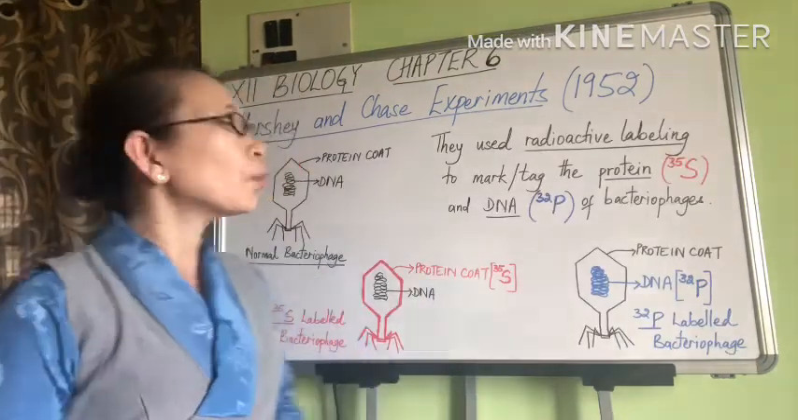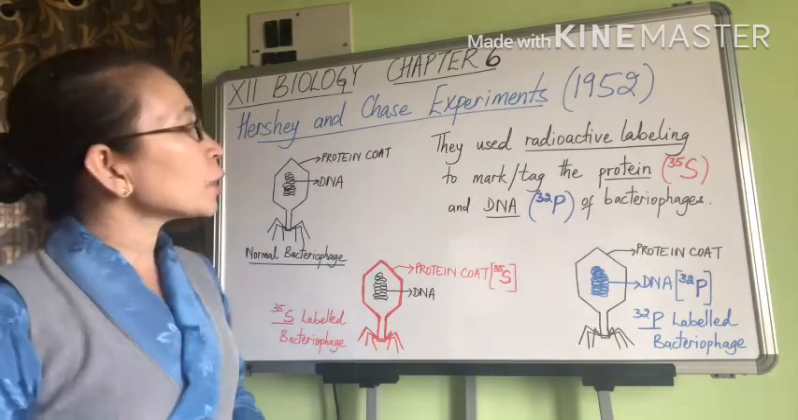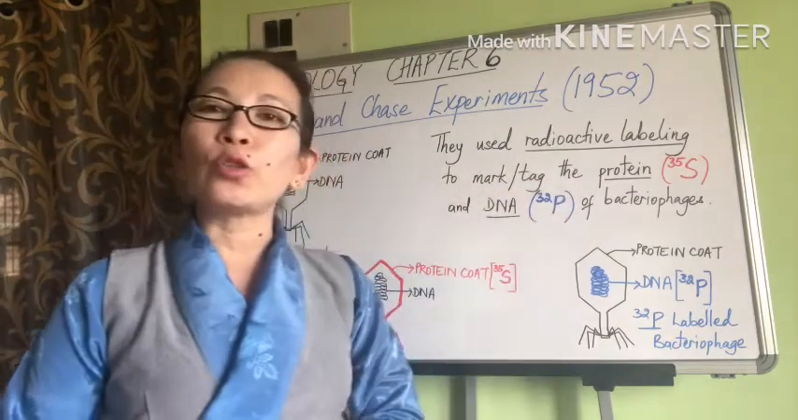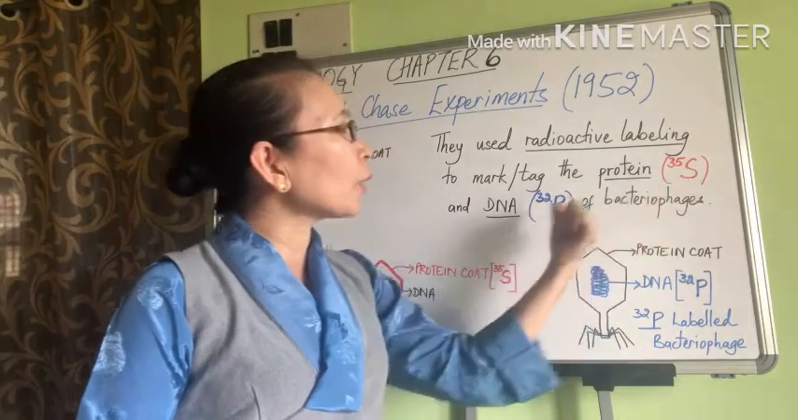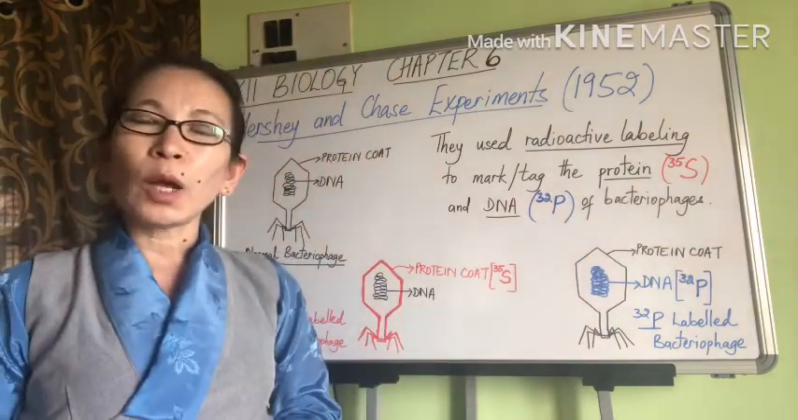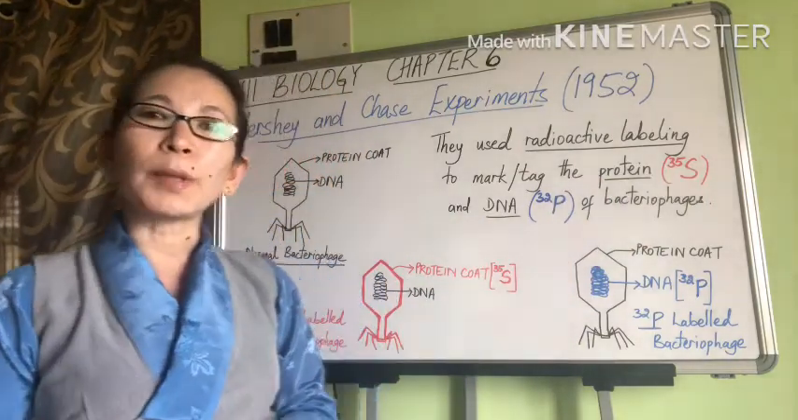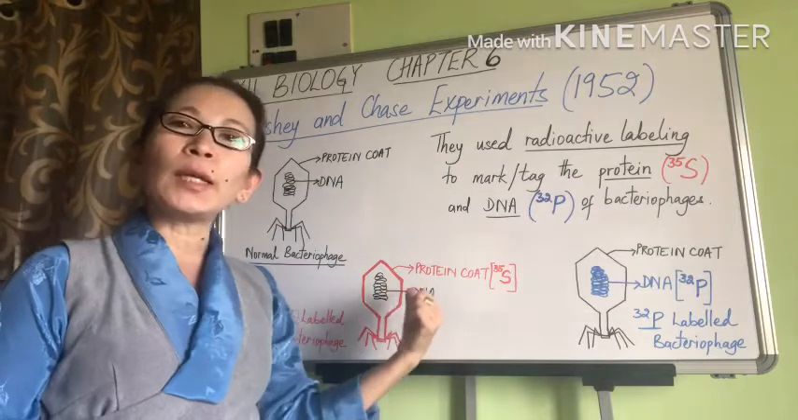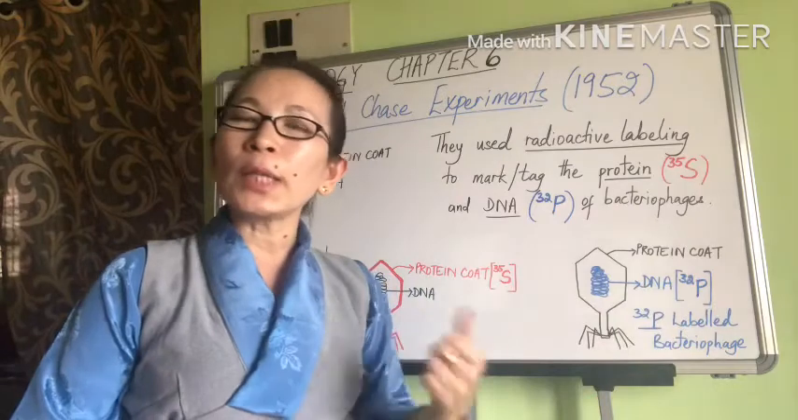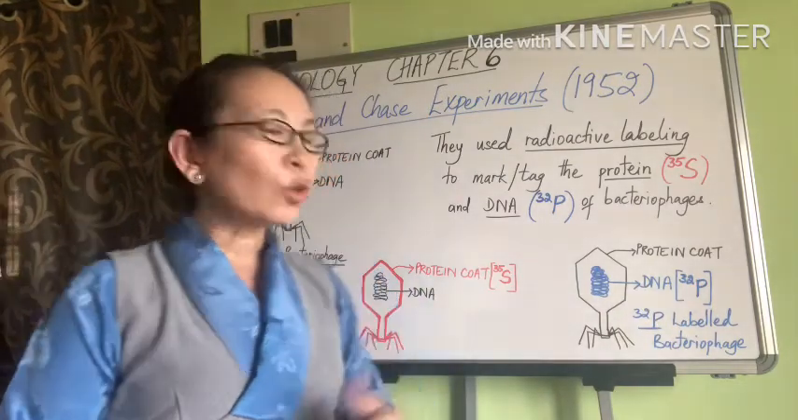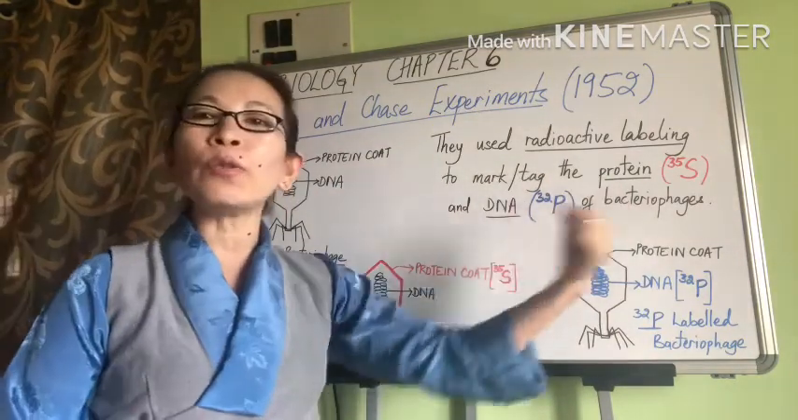To figure out which of the two components, protein or DNA of the virus, got injected into the bacteria, Hershey and Chase used two radioactive isotopes to label bacteriophages. And these two isotopes were S35 and P32. Now, why did they choose sulfur-35 and phosphorus-32? The reason is because sulfur is only found in the protein and not in the DNA, and phosphorus is found in the DNA and not in the protein. So these two isotopes can separately tag the protein and DNA of bacteriophages.